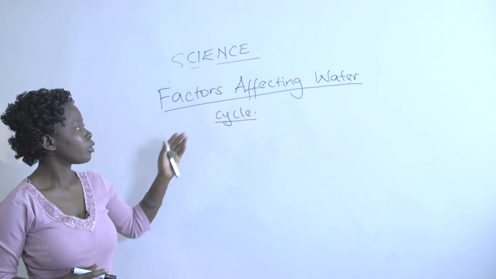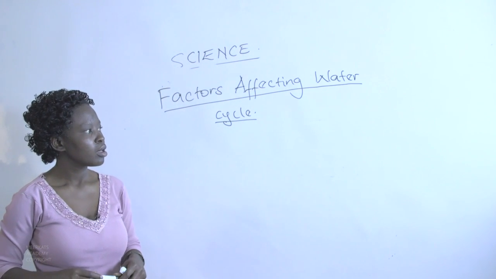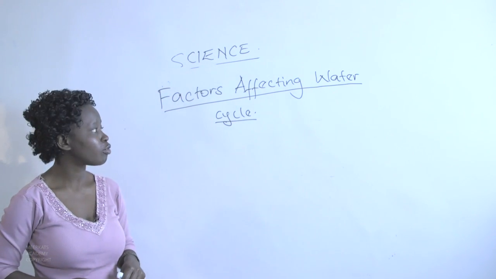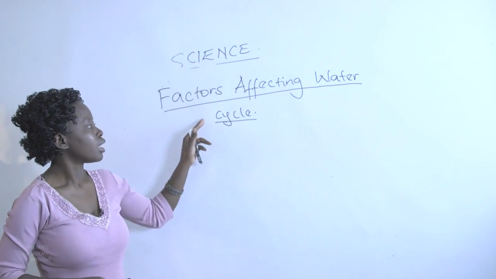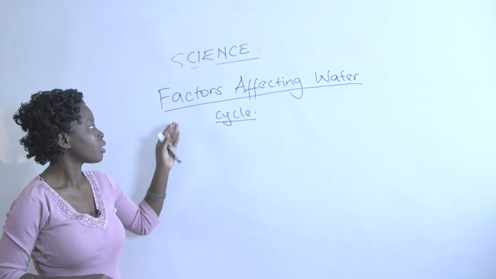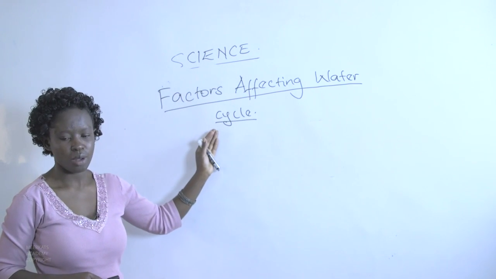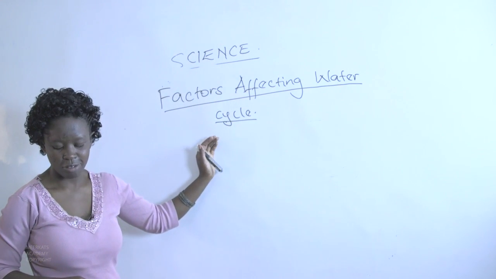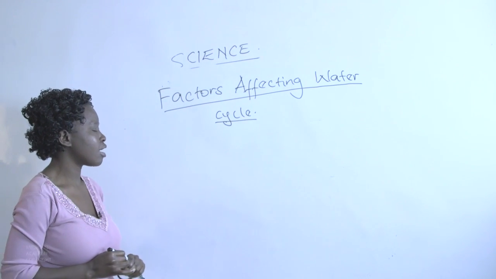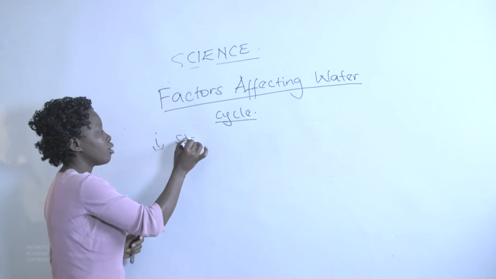So we are looking at the water cycle, and we've said that this water undergoes various changes of state, so that it moves from one state of matter to the other. In the process of water changing its state from one state to the other, there are various factors that will affect this water cycle. So we want to look at the factors that are affecting the water cycle. One of the factors that affects the process of the water cycle is the state of water.